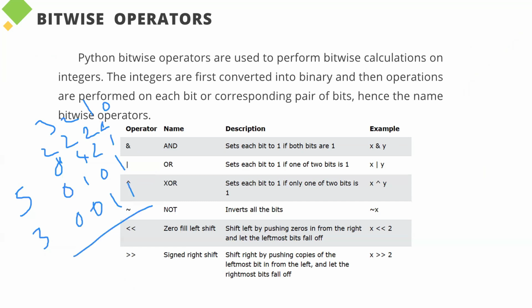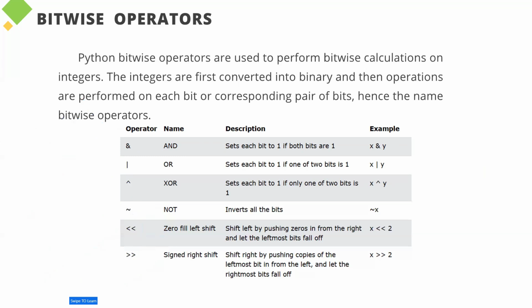If you want to perform AND, so here 1, 1. So both are true, so the result will be true. False, true: the result will be false. True, false, false; false, false, false. 5 and 3, the value is 1 here. The answer will be 1. Like this, we have to perform bitwise operations.